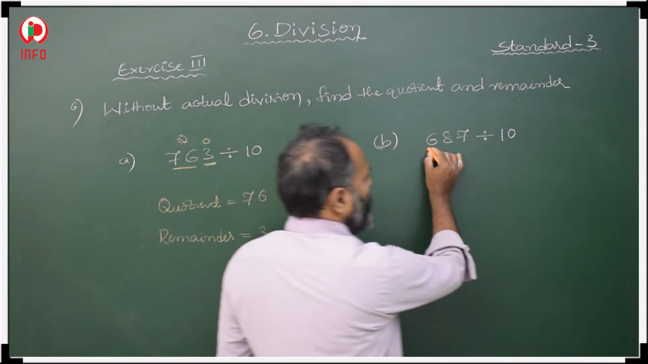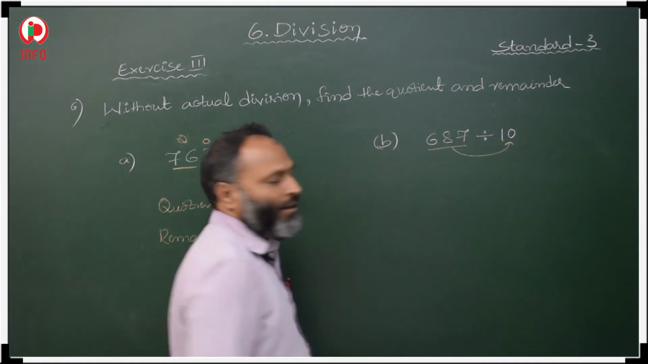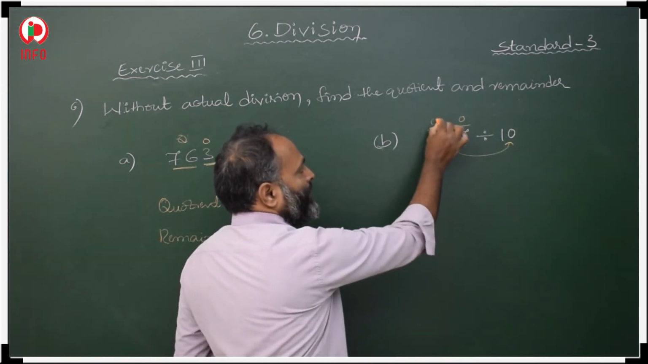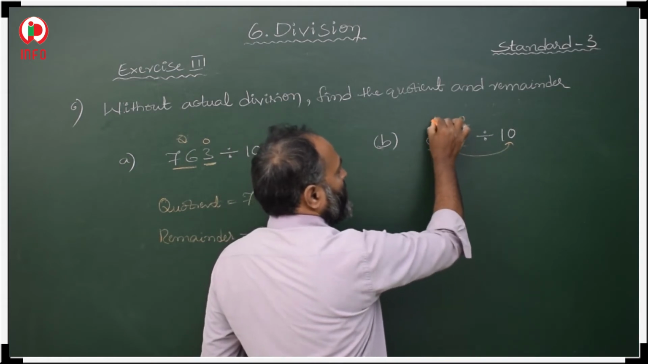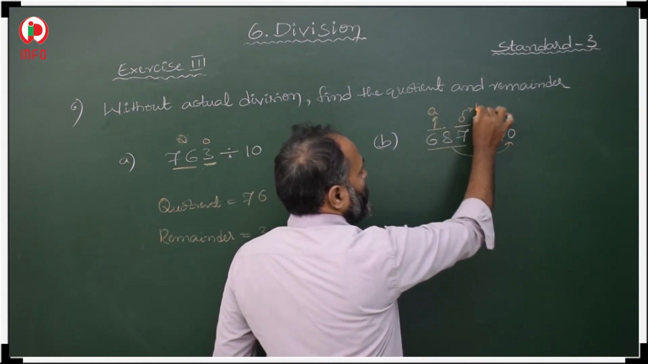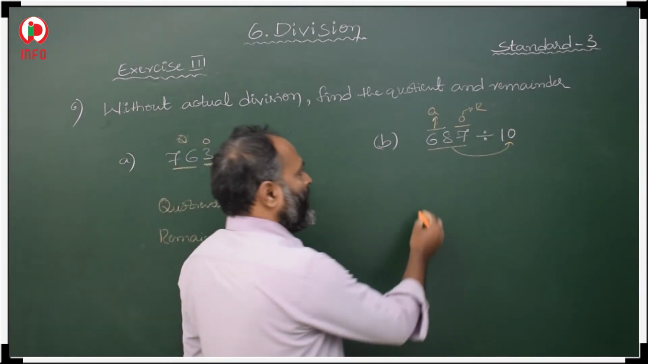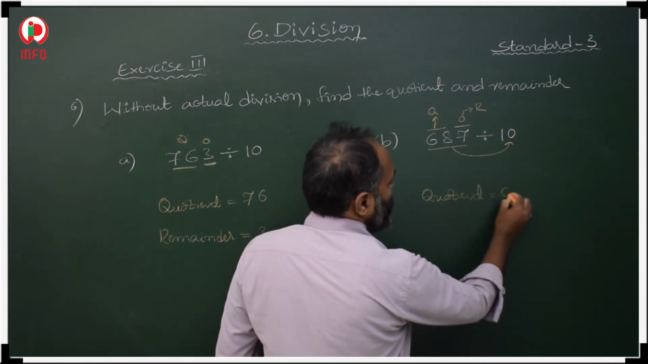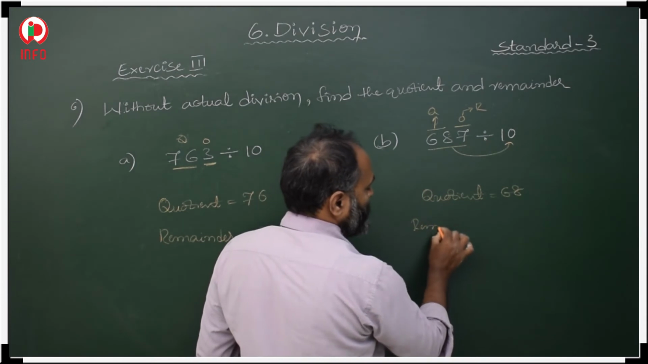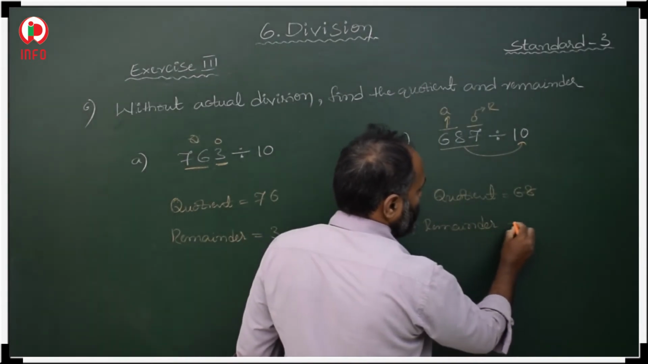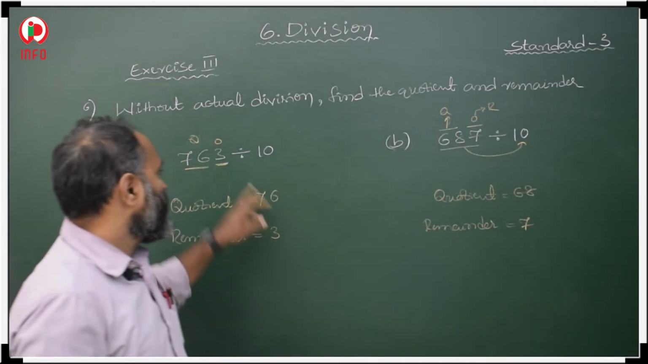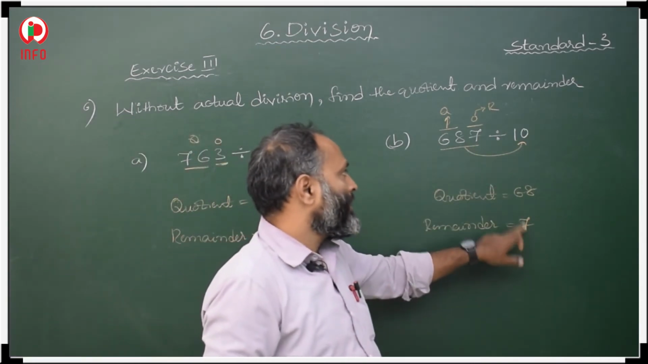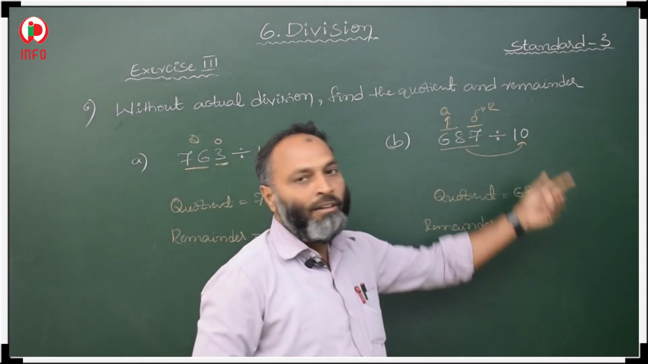In the same way, here 687, we are dividing by 10. So the last one's place is the remainder and the rest of the places are the quotient. These two are our quotient and this is our remainder. So the quotient is 68 and the remainder is 7. The one's place is our remainder and the rest of the places are the quotient when we divide by 10.